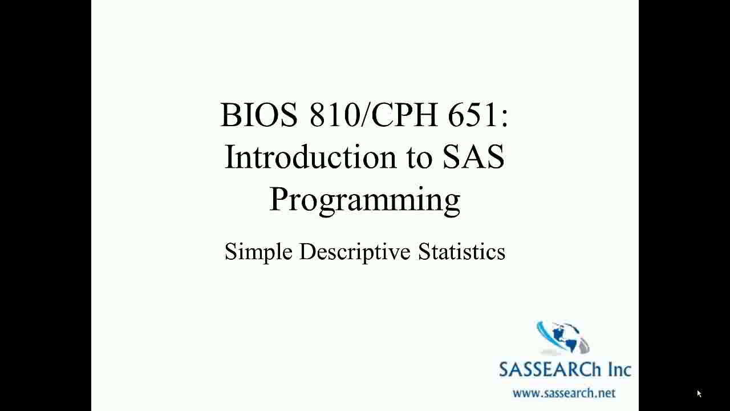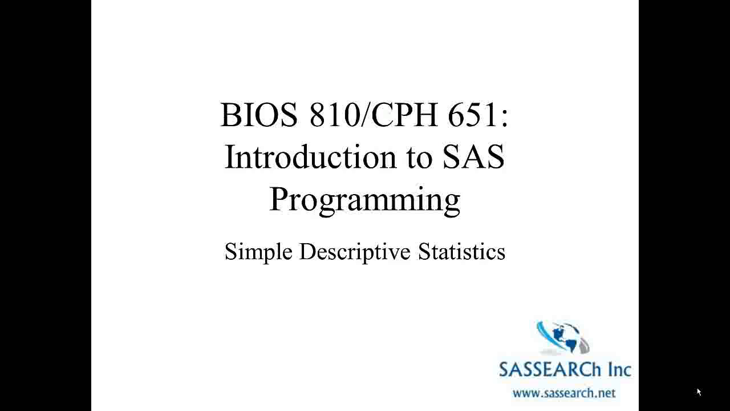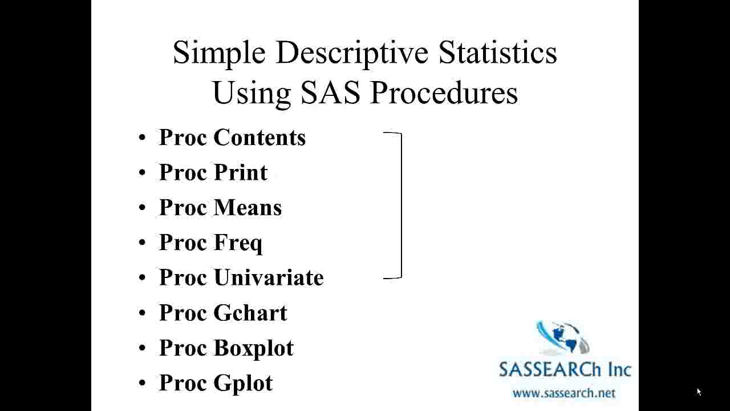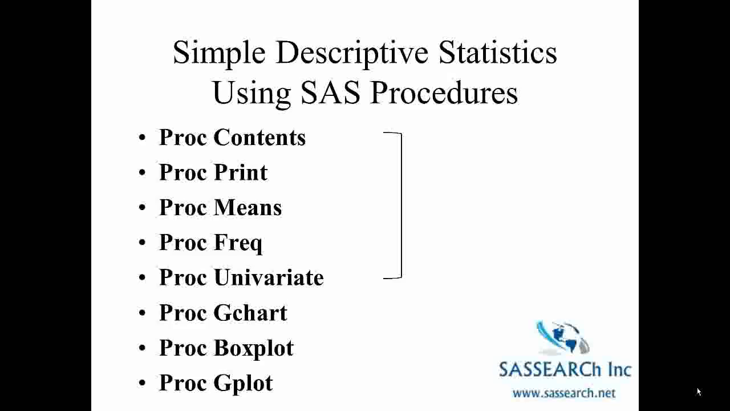These are covered in Chapter 2 of the textbook Cody and Smith. A number of these procedures we have already used. In this unit, we will look at them in greater detail. So we are going to be talking about PROC contents, PROC print, PROC means, PROC freq, and PROC univariate.